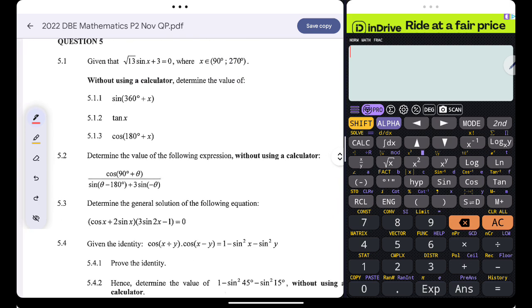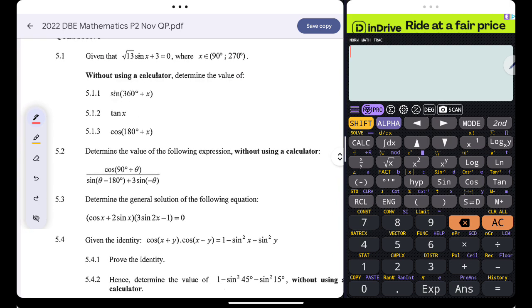Are you together? Okay. We are given that the square root of 13 times sine x plus 3 is equal to 0, where theta is between 90 and 270. Without using a calculator, determine the values of the following. Okay, since they don't want us to use the calculator, that means we must always resort to a right angle triangle, right? But that right angle triangle shouldn't be just anywhere.